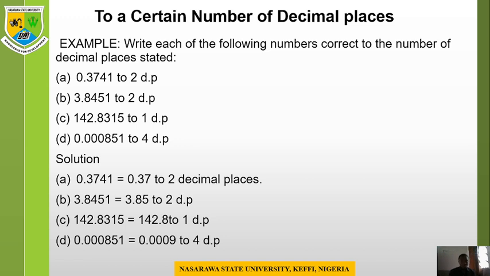D, which is 0.000851 to four decimal places. So what we shall end up having is 0.0009. You see the 5 after that 8 is above 4, so it rounds up to become 1, and we add it to 8, and that gives us 9.